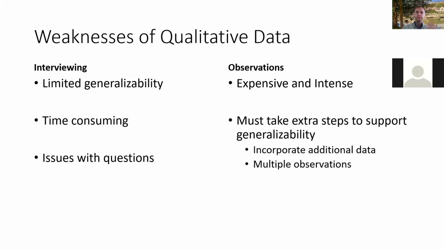Okay, so in order to generalize this information, you have to take some additional steps, either by incorporating additional data so you can say, hey, this neighborhood experienced these kind of structural factors, had these kind of criminal behaviors. So if we can find other neighborhoods that have those structural factors and also have those criminal results, we can be reasonably sure that the code of the street is prevalent in those neighborhoods. But this may also mean we have to do multiple observations.